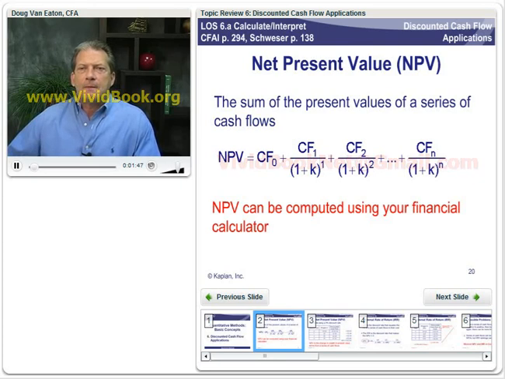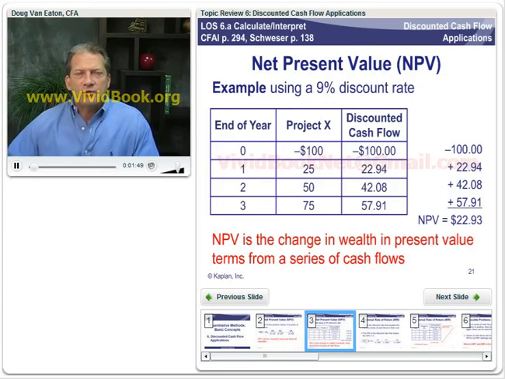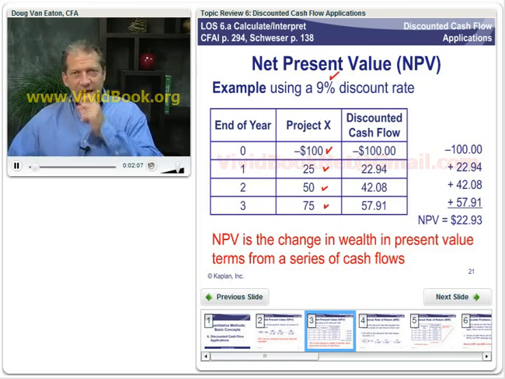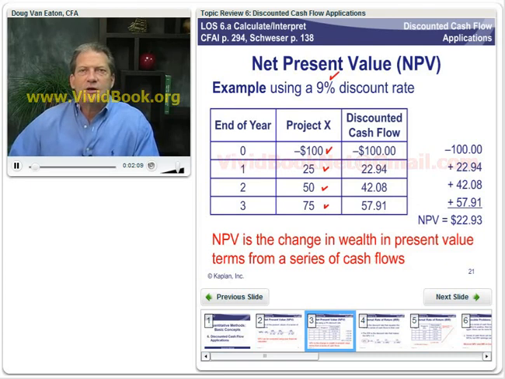So let's take a look at what an example looks like using some simple numbers. We're going to use a 9% discount rate here. Our project has an initial outlay of $100 today, and then we get back $25, $50, and $75. If we add those up, we see that those add up to $150. So there's some positive return here. We've got to find out if that positive return is higher than 9% or not.